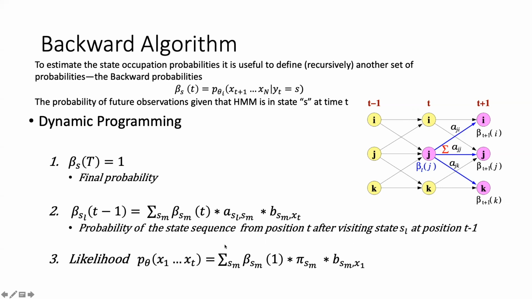We can also compute likelihood using the backward probabilities using this equation, which is a summation over all possible betas in the initial state, the initial state probability values, and the corresponding emission probabilities.